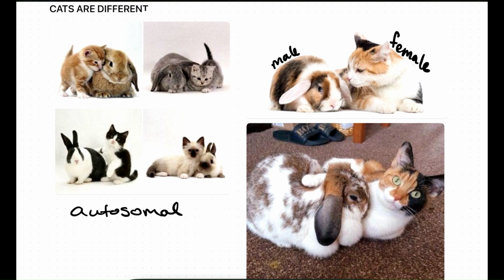The genetics of coat color in rabbits are influenced by multiple genes located on autosomal chromosomes.